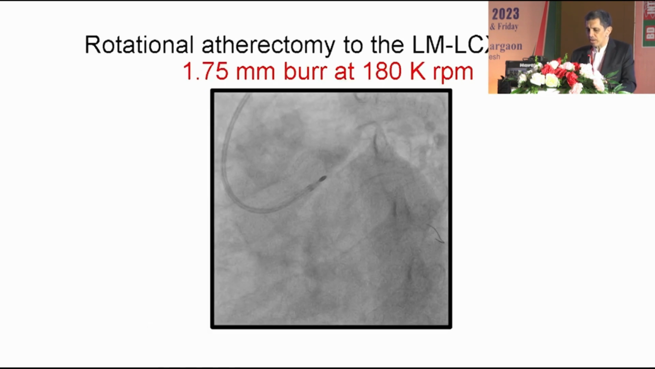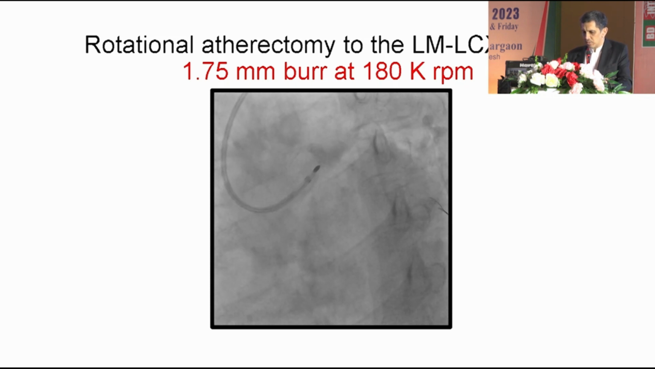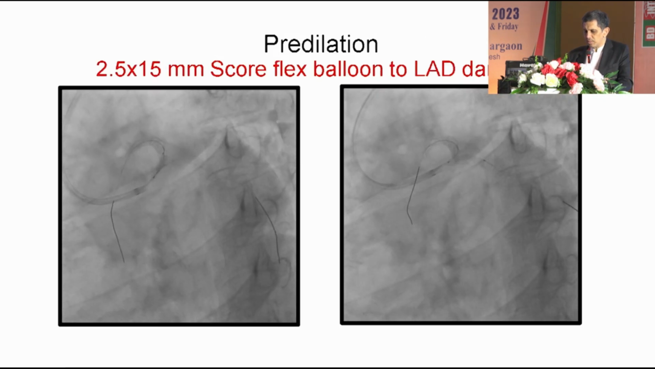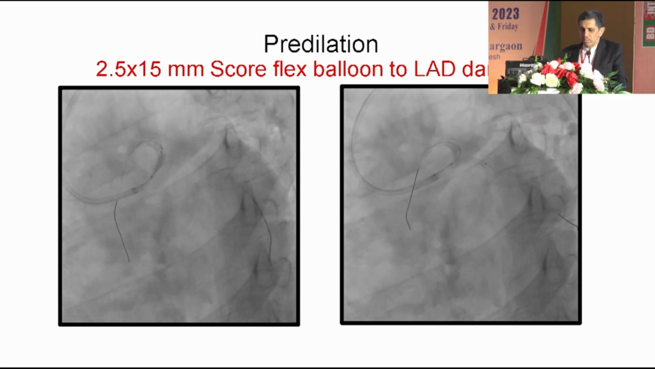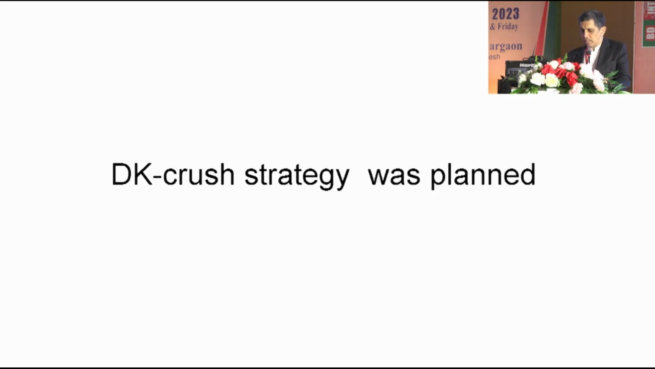And then we decided to rotablate using 1.75, going to the circumflex route because of diminished flow at the LAD, and there is a stent there. So you can appreciate here the burr go. And then afterward, we predilated using a Scoreflex balloon to the LAD and circumflex. And then, as usual, we decided to use a DK crush strategy.